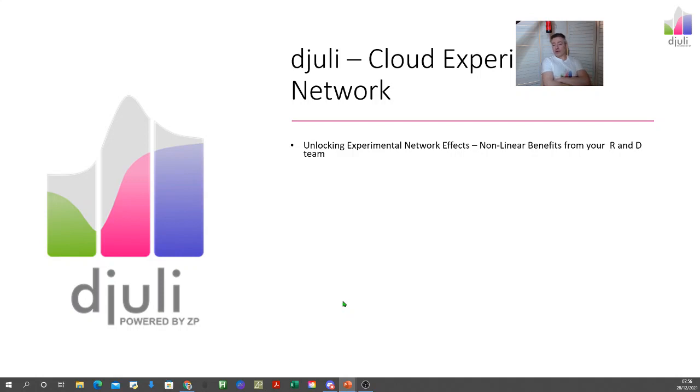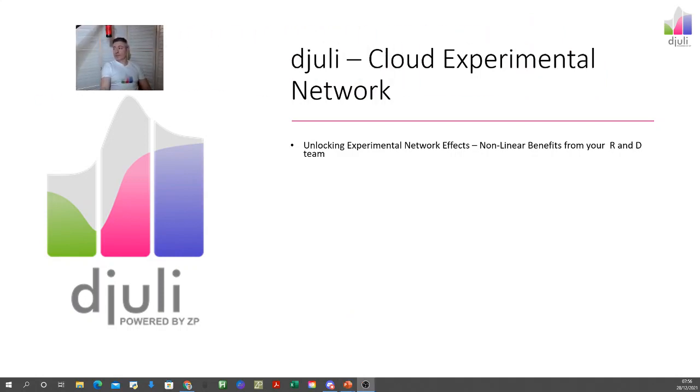So for us, djuli really is about unlocking the experimental network effect. It's good to have smart people in laboratories doing experiments, but you really need to unlock that network of experimentalists. And if you unlock it, then it's non-linear, your return on people in the lab.